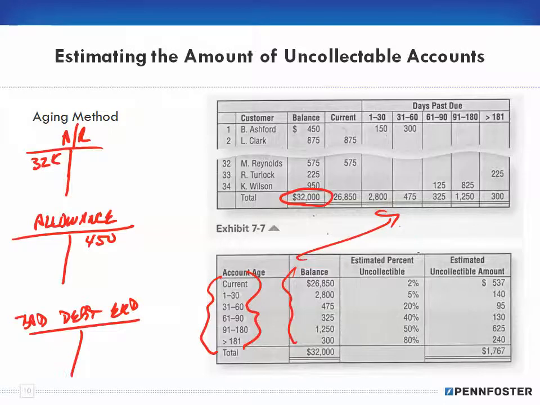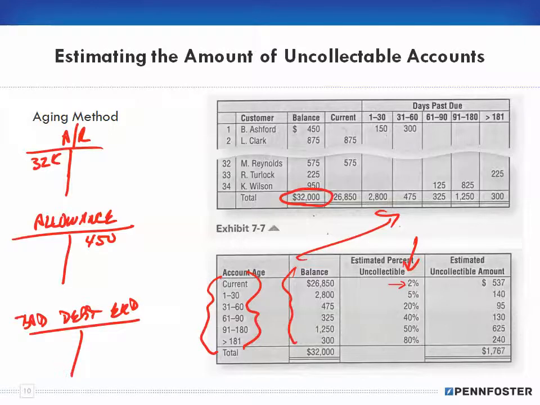But here's the thing, from our historical records, and again, this is like going back and figuring out for our business. Okay, if you're a brand new business, you would kind of use industry standards. But after a period of time, you're going to want to figure out your own percentages that apply specifically to your business. So what has been determined is that anything that's current, 2% of it's going to be bad debt.